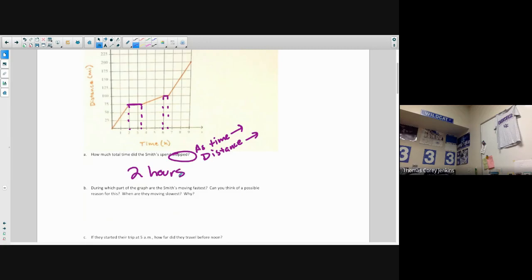Part B wants to know, during which part of the graph are the Smiths moving fastest? And then can you think of a possible reason? And then when are they moving slowest? So fastest would be our speed, right? So it's either going to be this interval or this interval. To look at fastest, you would want to cover the most distance in the least amount of time. So what would that look like as far as the slope of our line goes? That would be the one with the steepest slope, right?